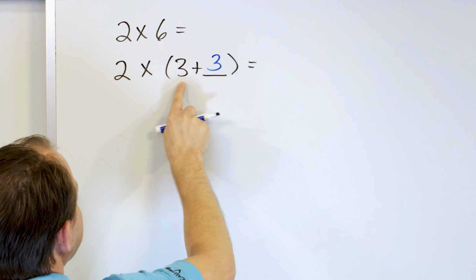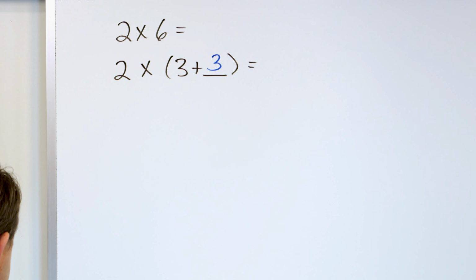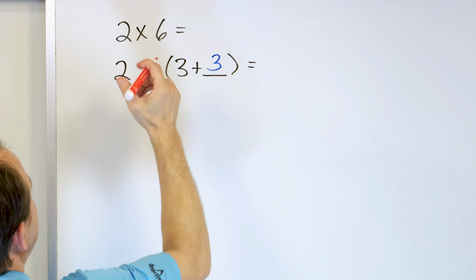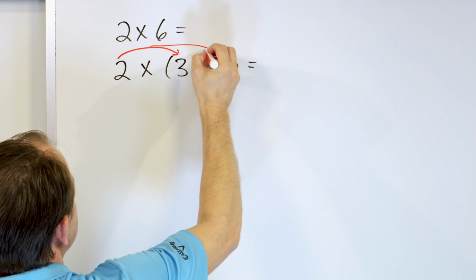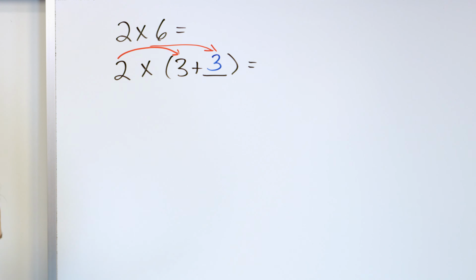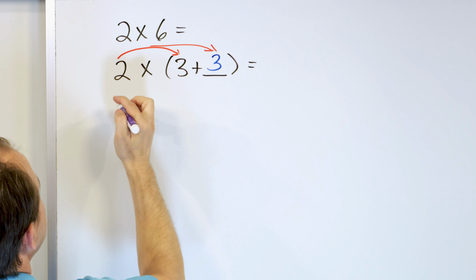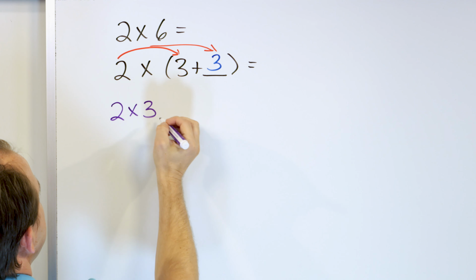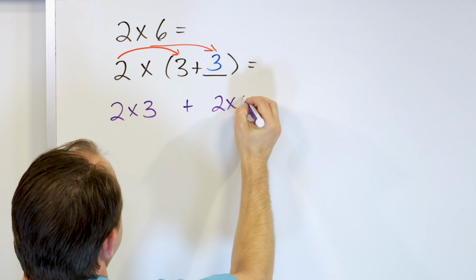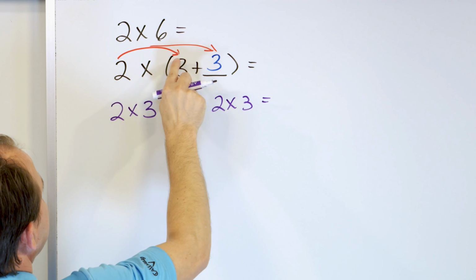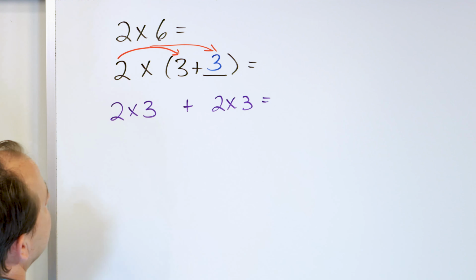So I know I can write 6 as 3 plus 3, and so then what I will do is I will apply the 2 times this 3, and then the 2 will also multiply by that 3, because we have to multiply by everything on the outside. So what I'll have is 2 times 3, and then a plus sign, and then 2 times this 3. It multiplies times the first term, and then it multiplies times the second term.